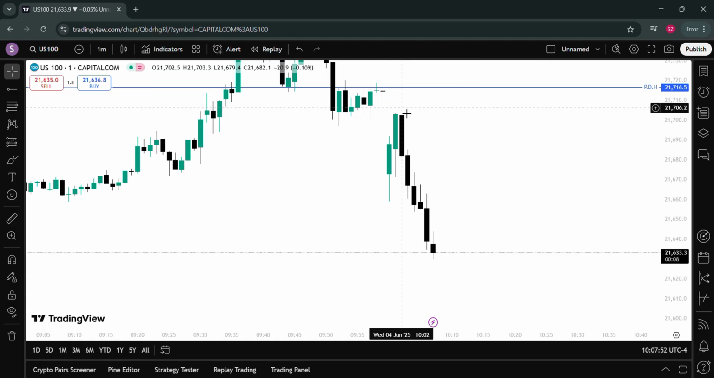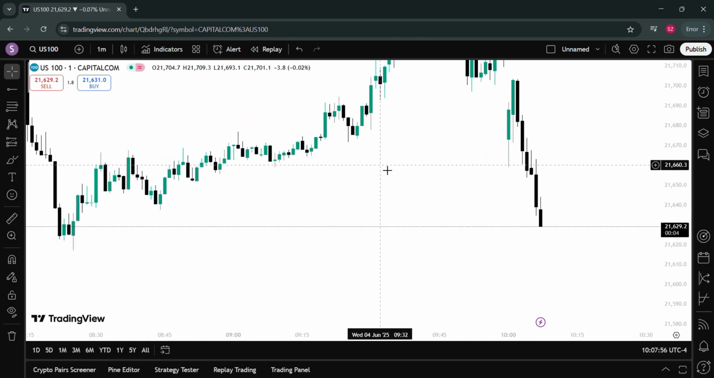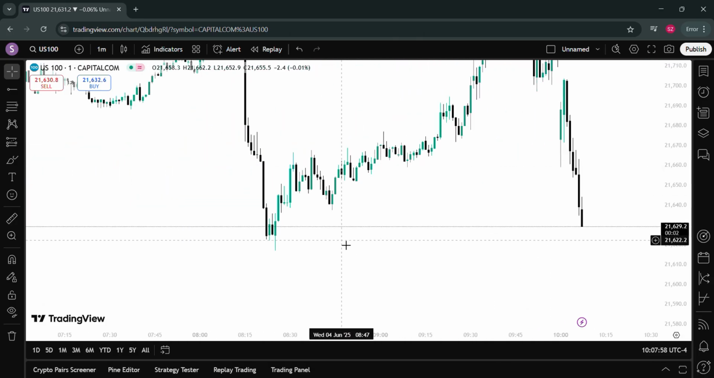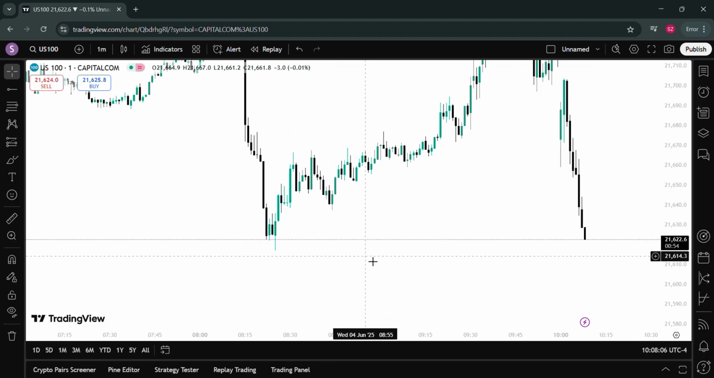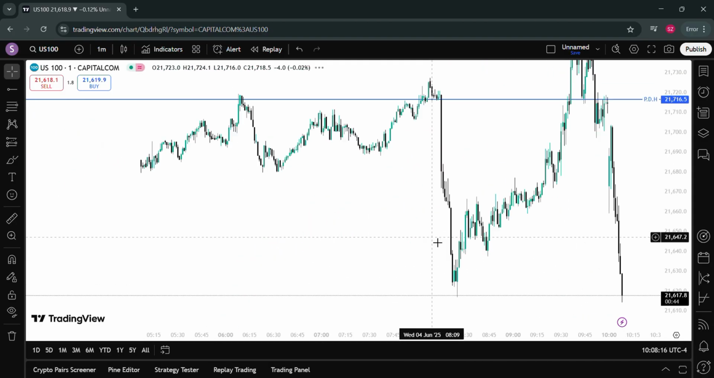Let's just wait. You always have to wait for your setup to form. And look, this is the liquidity target. Price looks like it's going to take this liquidity target. But look at the time, it has only been 8 minutes past 10. Let's see if it wants to crash more.